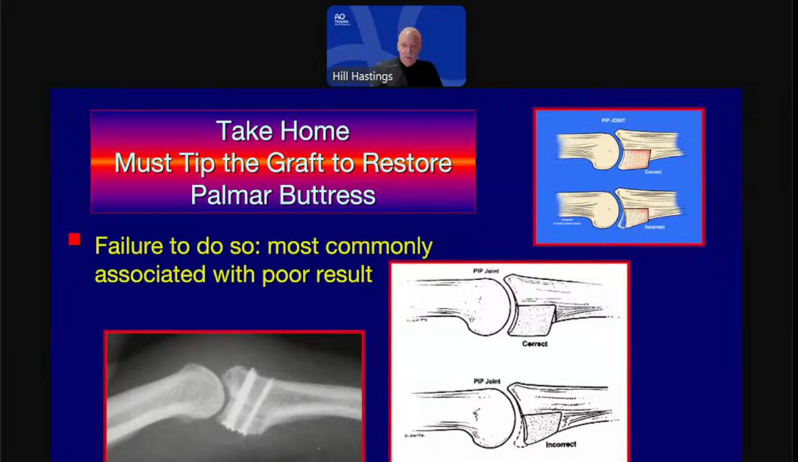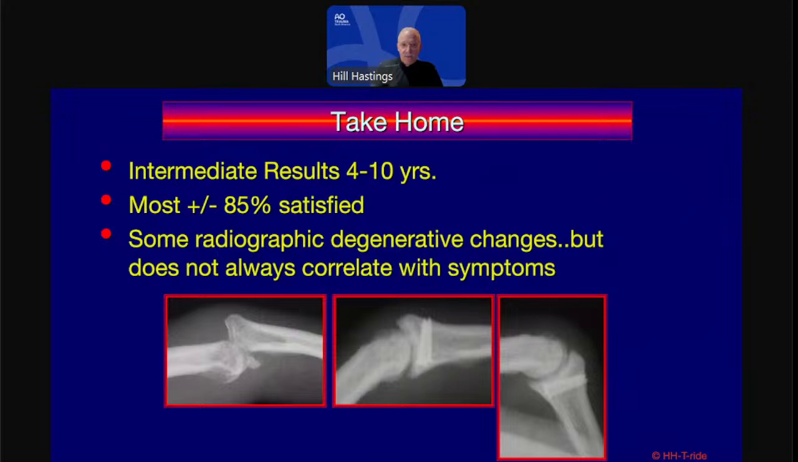Very, very important. I can't nail this in too repetitively. You have to restore the concavity of the joint. If it ends up too flat, you're going to get dorsal volar sliding motion and then deterioration of the joint.